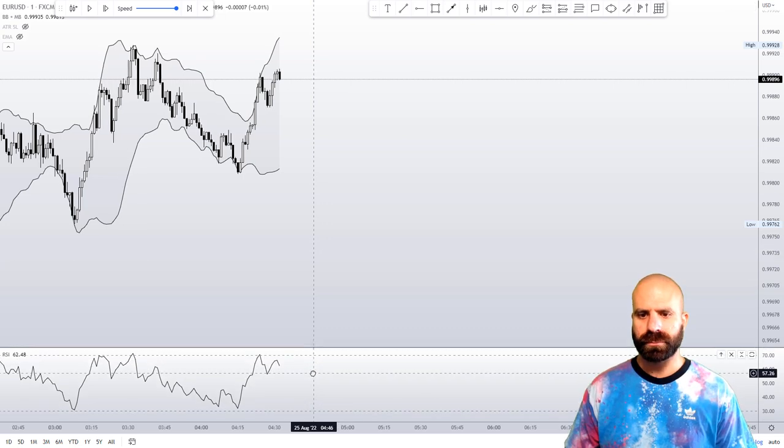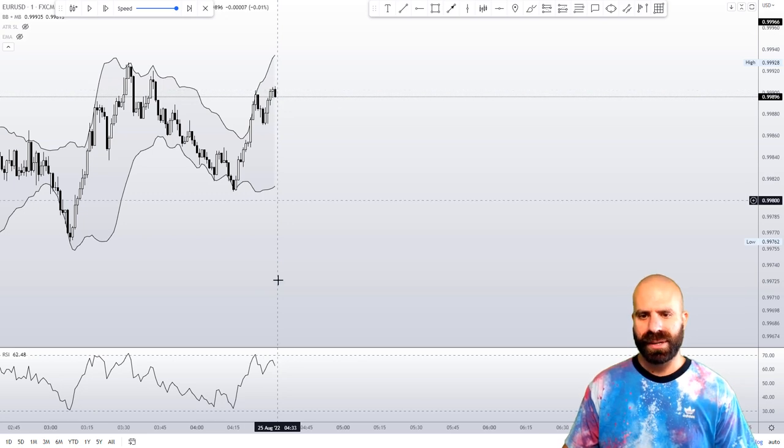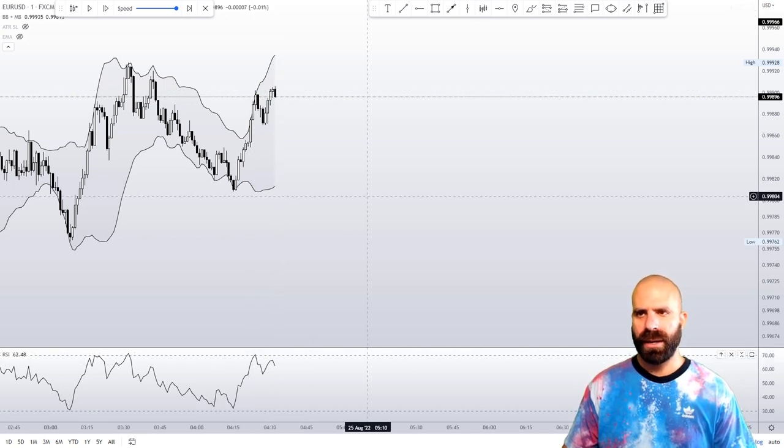Here we go. You have a touch here on the indicator, as you can see, and then you have a higher high but at the same time you have a lower high over here.